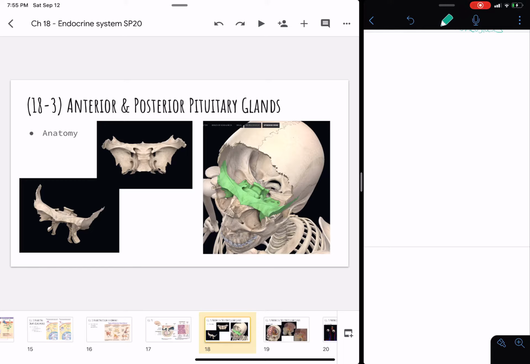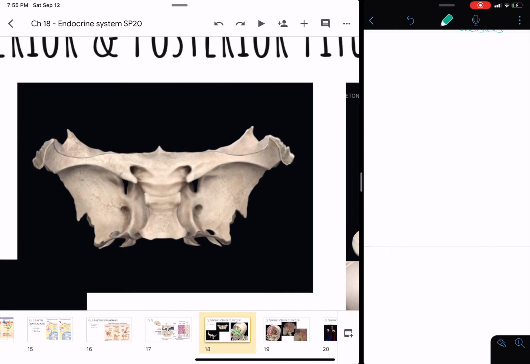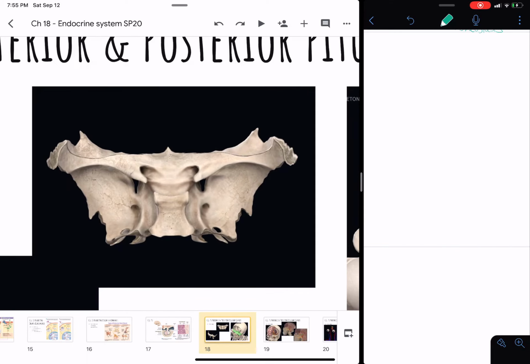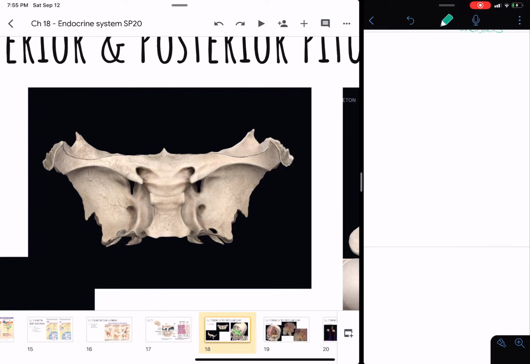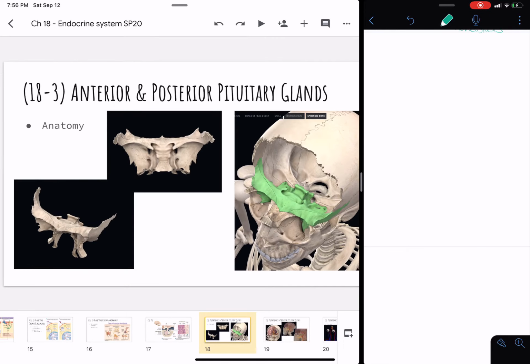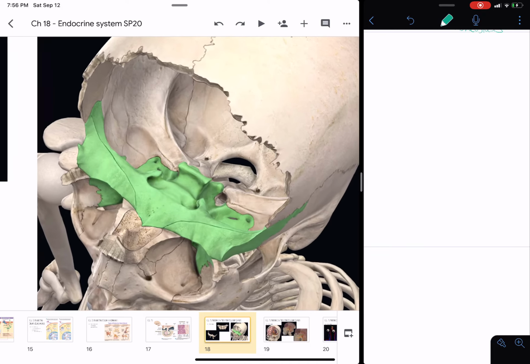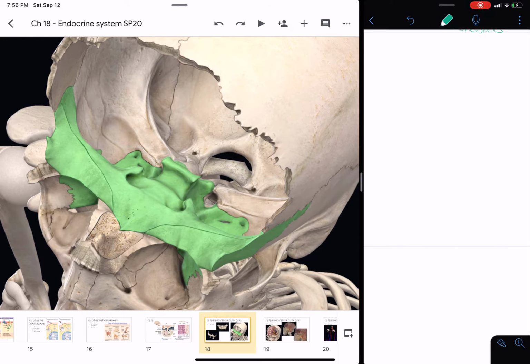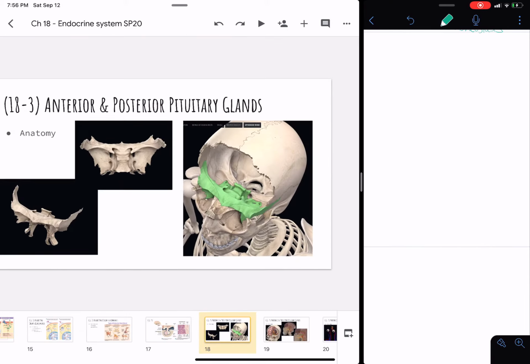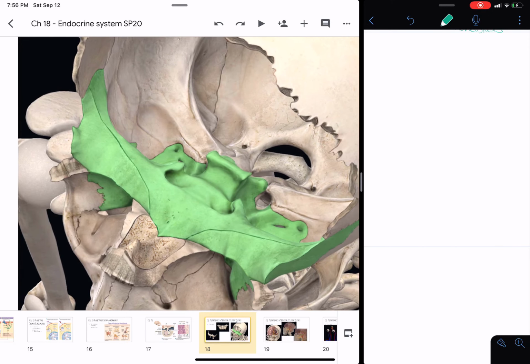In the picture in the middle, we're actually looking at a posterior to inferior view, so you can see where the infundibulum would sit right there in the center. You can see the sella turcica, and right behind that is where the posterior pituitary would sit. In this picture I highlighted the sphenoid bone so we can see the sella turcica, right where the infundibulum would be carrying and holding the anterior and posterior pituitary gland. It's pretty central, in the middle of the brain.